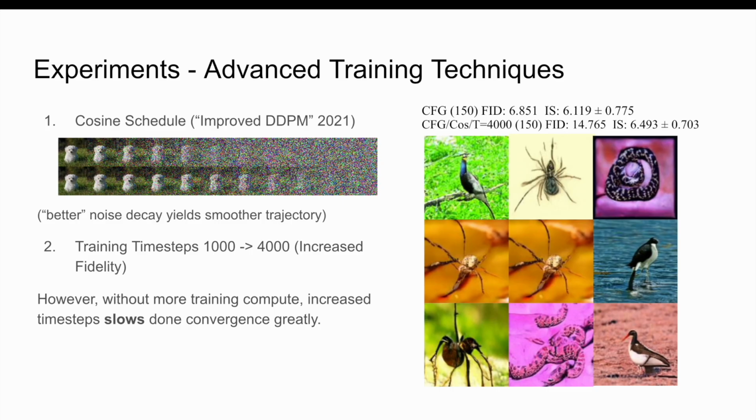In our results at around 150 epochs, plain CFG achieves an FID of 6.85, while CFG with cosine is a lot worse. However, because we used 4,000 training time steps instead of 1,000, a larger T spreads learning across many more noise levels. So each time step gets fewer effective updates and convergence is going to be worse early on. So I think this initial result is mainly because of limited compute, not that the cosine scheduler is intrinsically worse.